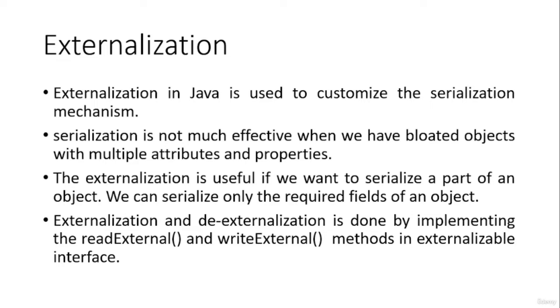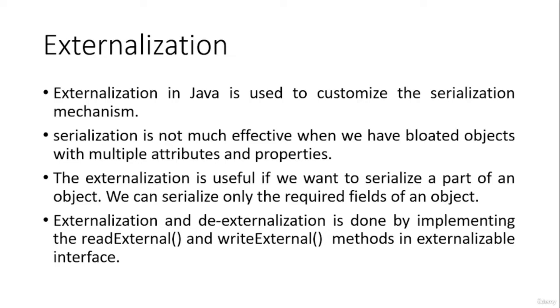In the last lecture we saw there is a transient keyword which we can use to customize some of the serialization mechanism. But if it is a large, bloated object, it is very difficult to manually add all the transient keywords, and manual handling will be difficult. So at that time we can use the externalizable interface, and we can use the externalization process.